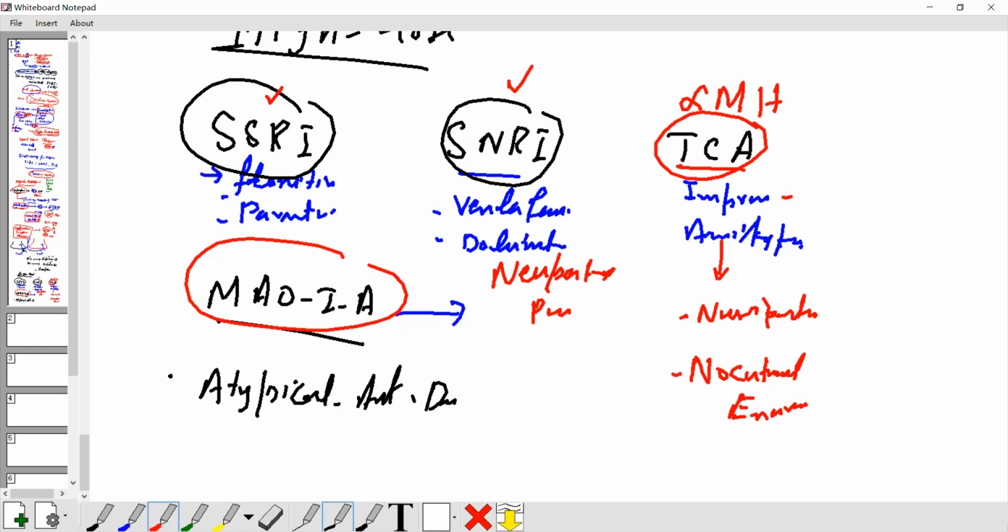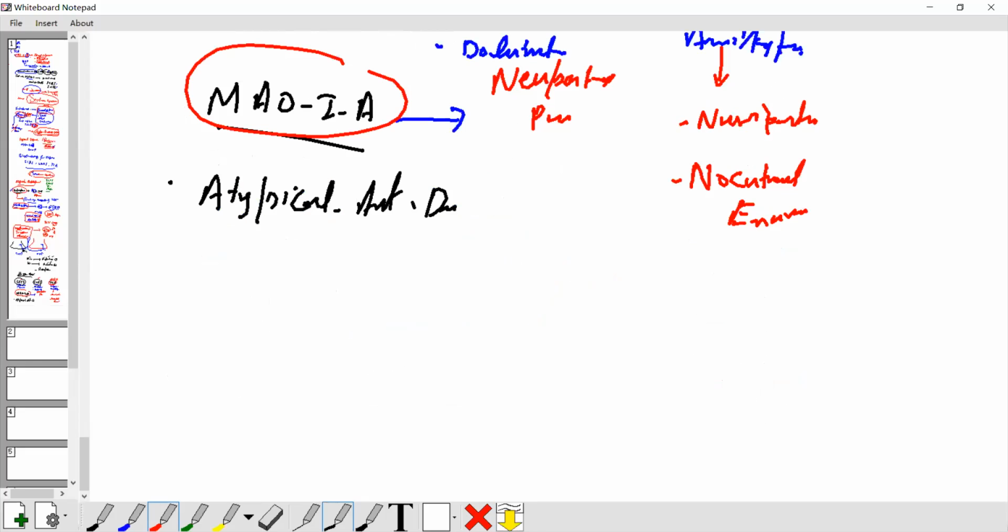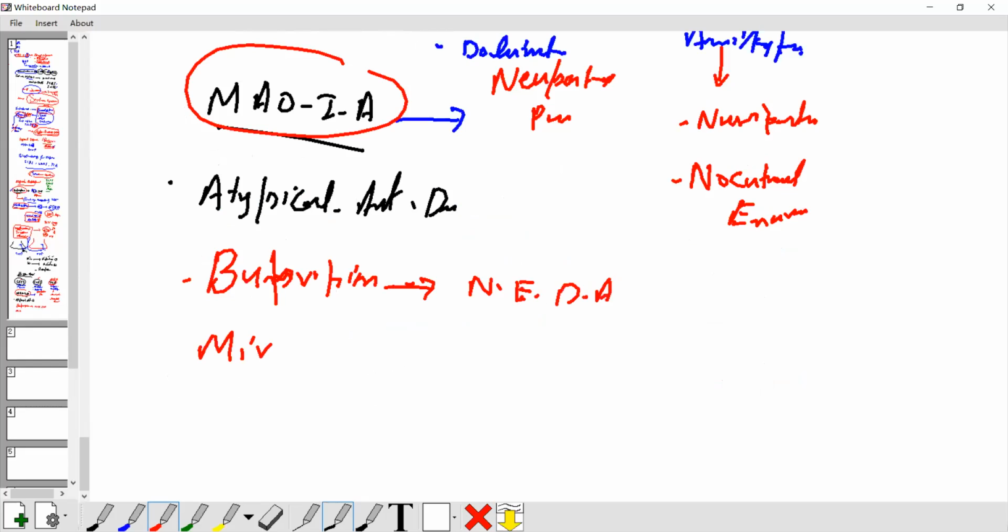Understand? Atypical antidepressants, and an important question to keep in mind is quitting smoking. Bupropion is used for quitting smoking, and mirtazapine. Bupropion acts as a reuptake inhibitor for norepinephrine and dopamine. Mirtazapine is an adrenergic drug that goes for the alpha 2 receptor.